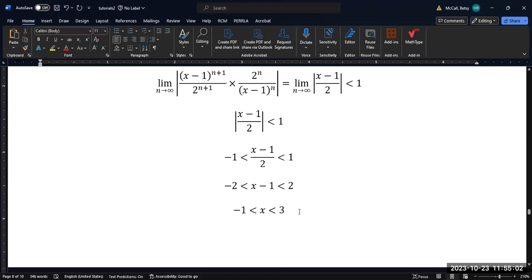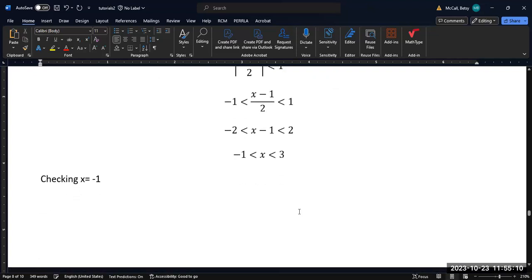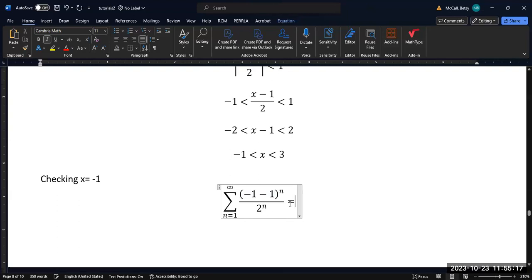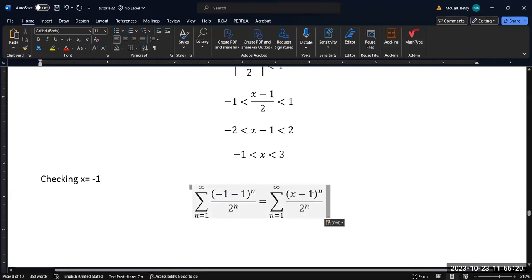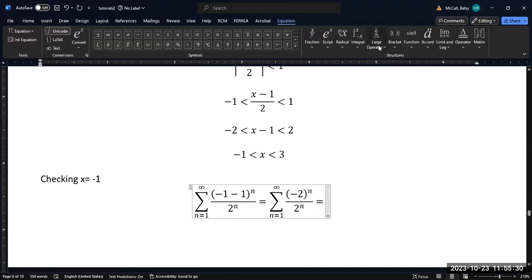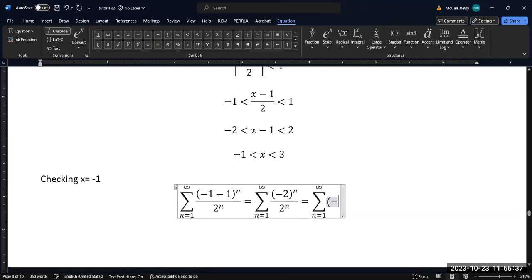So checking x equals negative 1, we're going to plug negative 1 in here. And what that's going to give us is, this will turn into a negative 2. And therefore, what we're going to end up with is the sum from n equals 1 to infinity of negative 1 to the n.